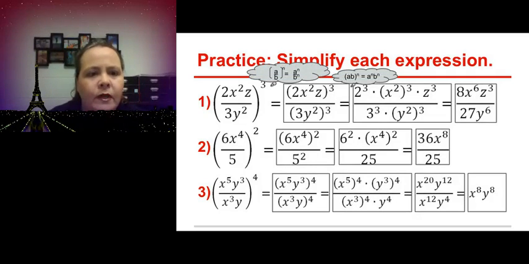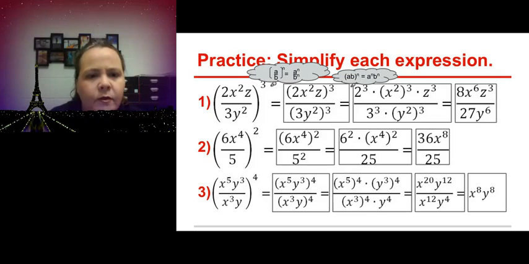If you look at number 1, you have 2x squared z over 3y squared all raised to the 3rd power. That becomes 2x squared z all raised to the 3rd power over 3y squared raised to the 3rd power. That gives us 2 cubed times x squared to the 3rd power times z to the 3rd power over 3 to the 3rd power times y squared raised to the 3rd power. And when we simplify, 2 to the 3rd power becomes 8. Then we have 8x to the 6th z to the 3rd over 27y to the 6th. And that 27 is from 3 to the 3rd power, which is 3 times 3 times 3.